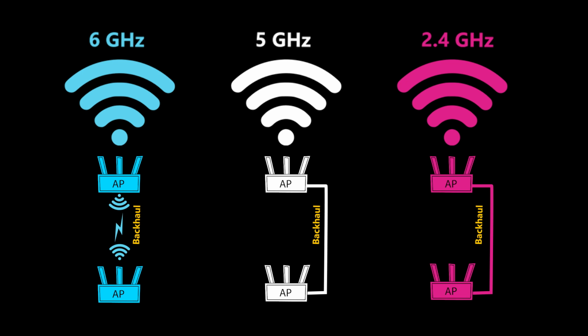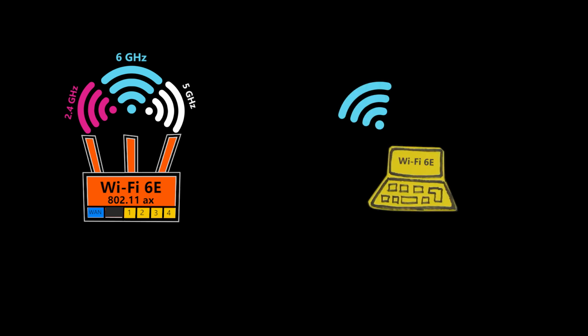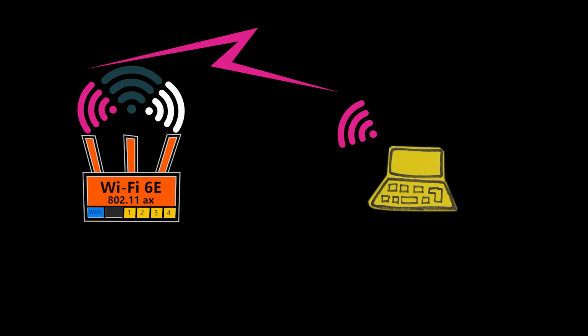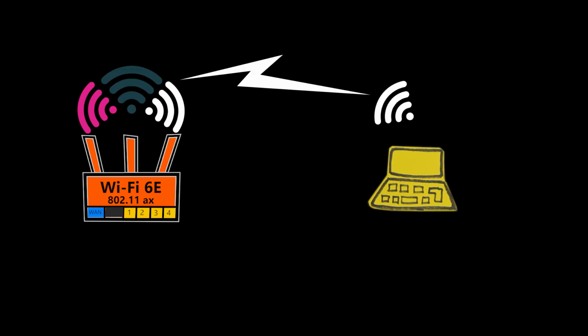In a Wi-Fi 6E tri-band wireless router that has 2.4 GHz, 5 GHz, and 6 GHz frequency bands, only the wireless clients that are also Wi-Fi 6E capable can connect to the 6 GHz network. And Wi-Fi 6, 5, or even 4 clients can only connect to either the 2.4 GHz or 5 GHz bands.